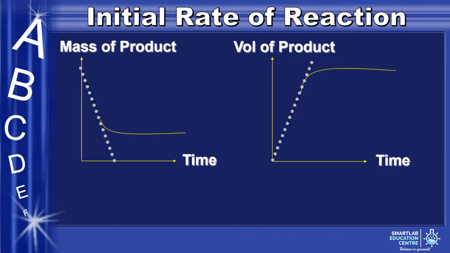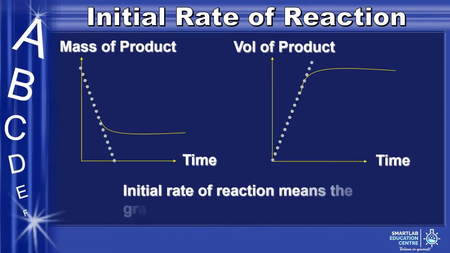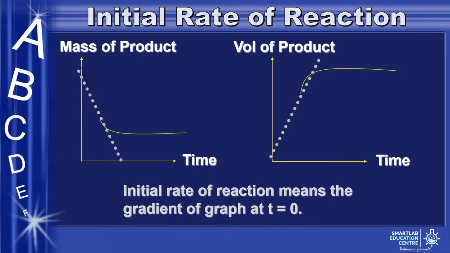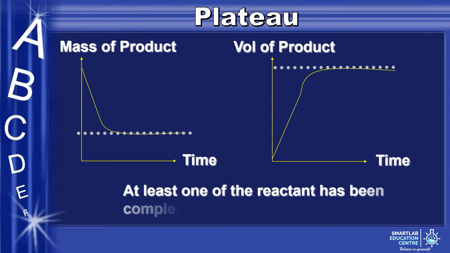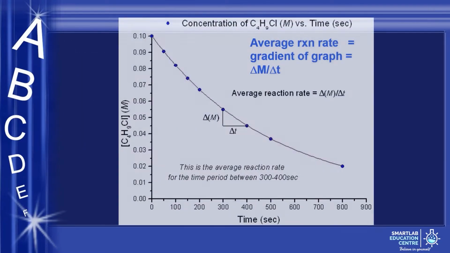This shows two different graphs where we have to determine the initial rate of reaction. We determine the initial rate of reaction by looking at the gradient of the graph at t is 0. As time passes, the graph will show a plateau as seen in the graphs, and when that happens, at least one of the reactants has been completely used up. How would we calculate the average reaction rate? We do that by looking at the gradient of the graph, or delta n over delta t.